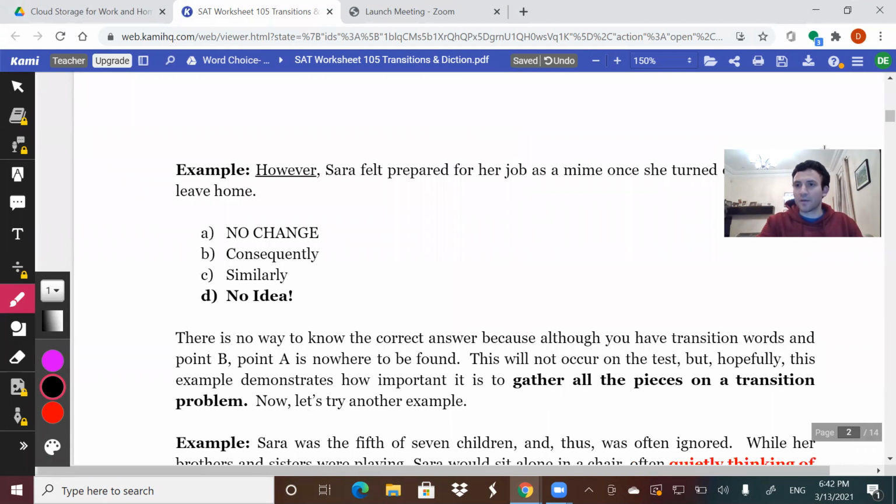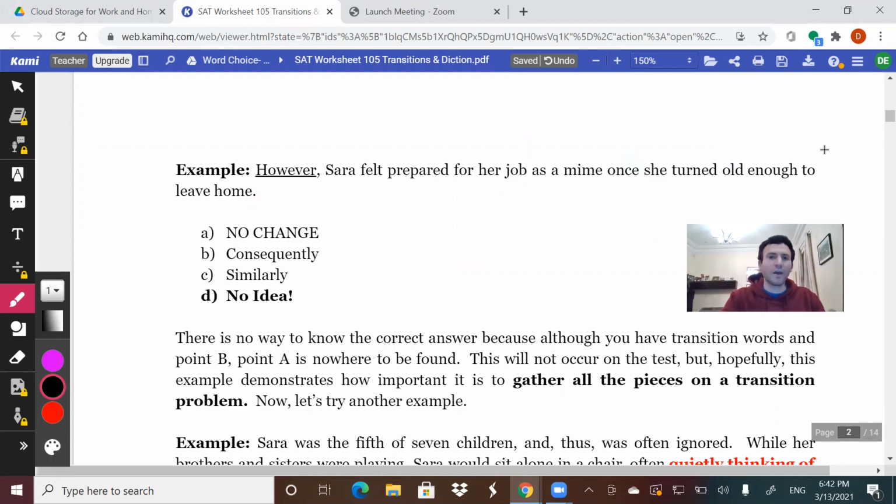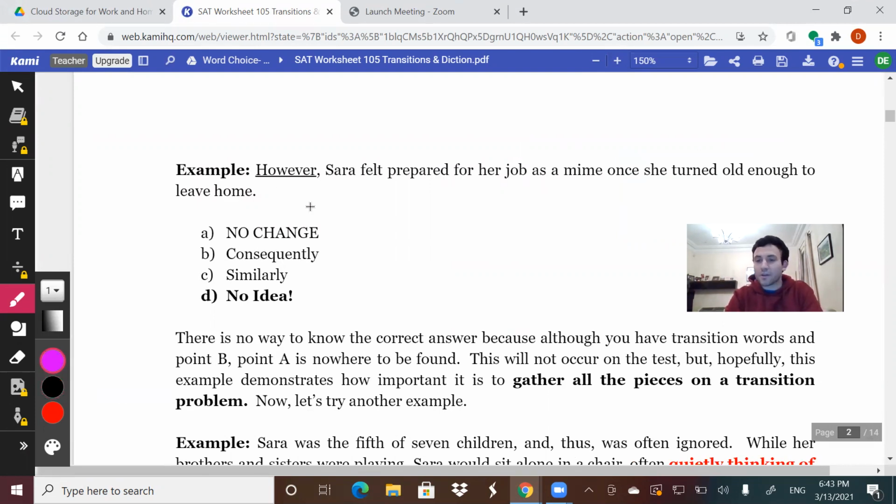All right. Take a moment to look at this example. Well, you can't because my bulbous head is in the way, so I will move it. Okay. Take a moment to read this and see what you think as far as answers go. So it says, "However, Sarah felt prepared for a job as a mime once she turned old enough to leave home." And the question is, is however the right transition word? And the answer is, we have absolutely no idea. Why? Because we haven't collected the right amount of information.